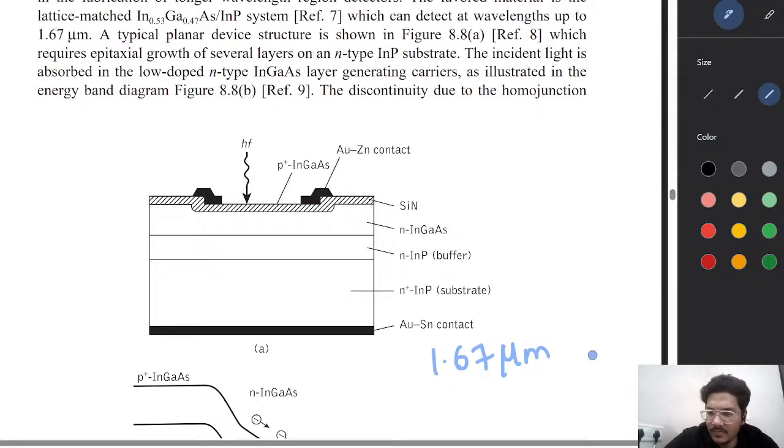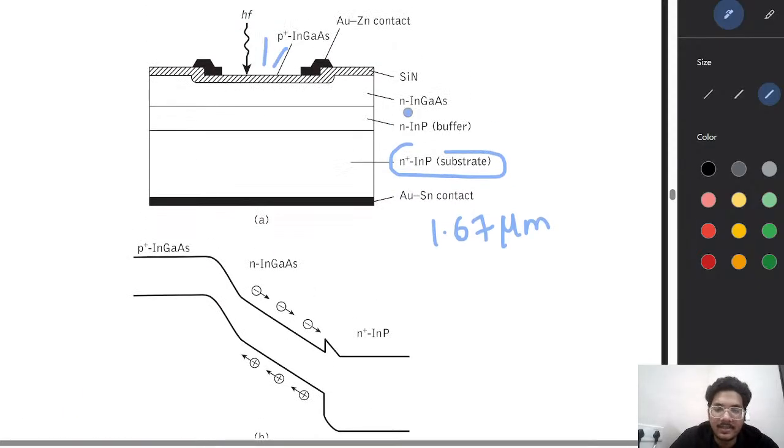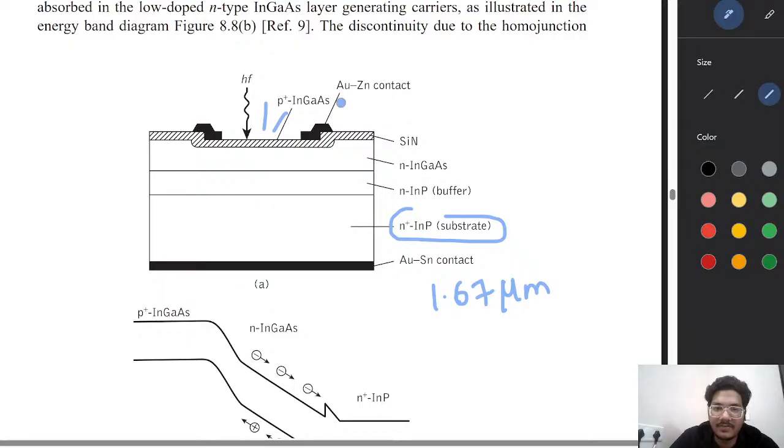For the structure, we can see an epitaxial layer of the n plus region. Light is absorbed in the low doped intrinsic layer, and the energy band diagram shows a heterojunction between indium phosphide and indium gallium arsenide. This was the structure for the indium gallium arsenide pin diode.